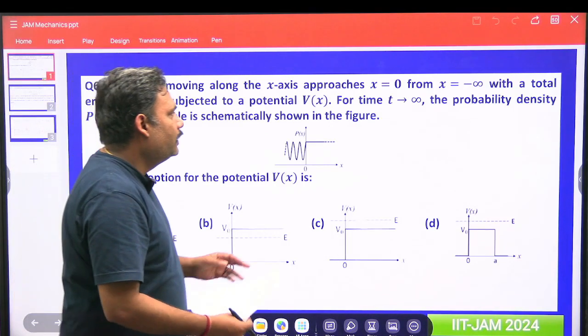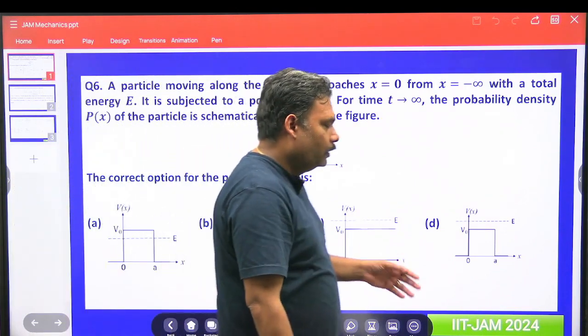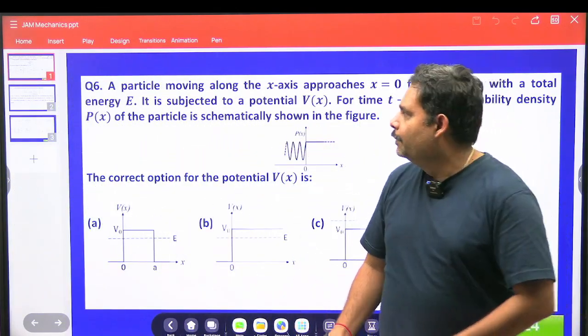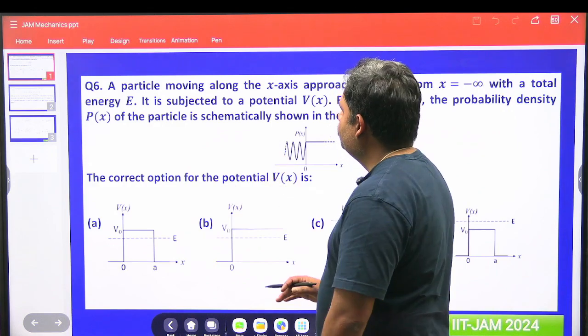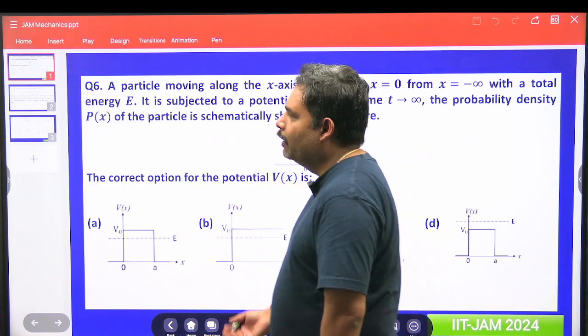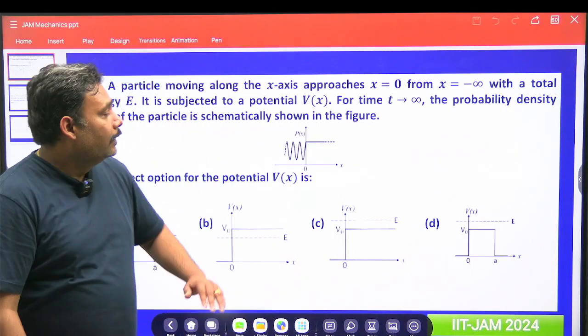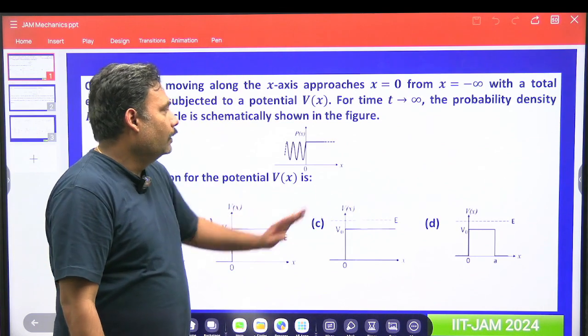Hello students, so let's try to solve this particular problem. This is from the IIT JAM 2024 examination and this is from quantum mechanics. In this problem, a probability density is given and we have to identify which one of the following potentials is correct with respect to the energy given.